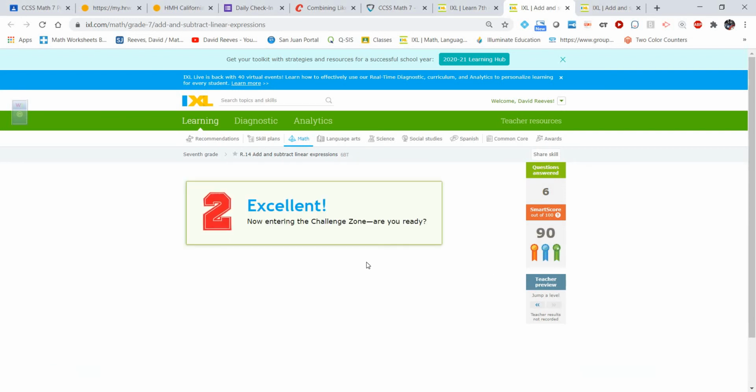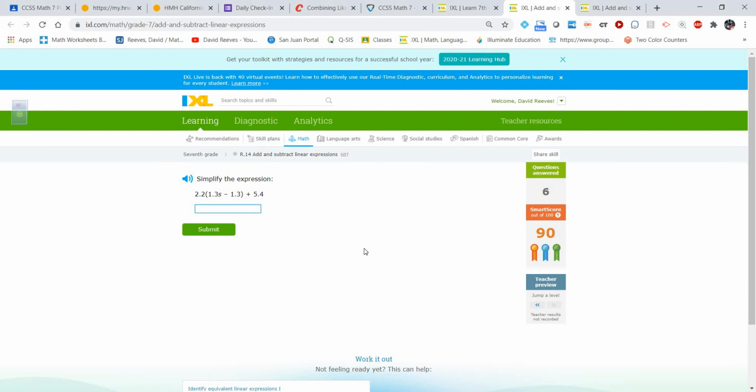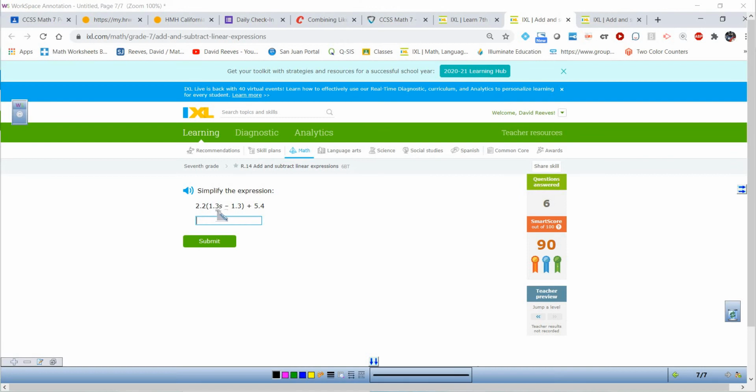All right, can we skip up to the challenge zone? Okay, remember how I said we were going to need the distributive property? Now, remember, when we are simplifying or evaluating an expression, we must remember order of operations. And what does that D stand for? It stands for division. What does that M stand for? It stands for multiplication, right? And remember, we do multiplication and division from left to right.